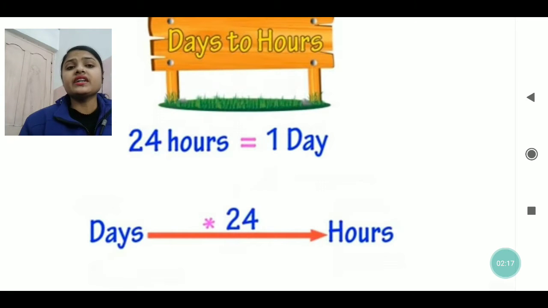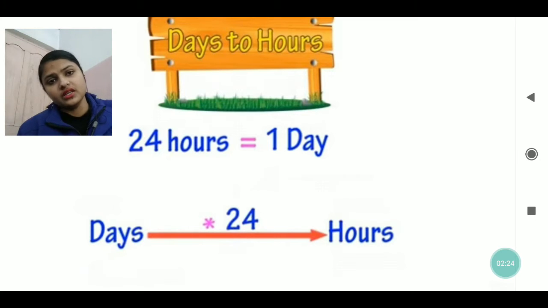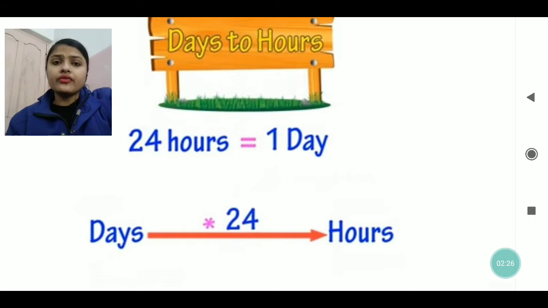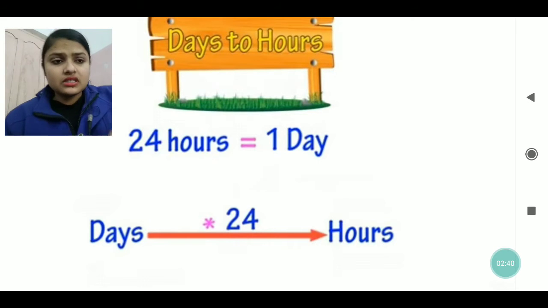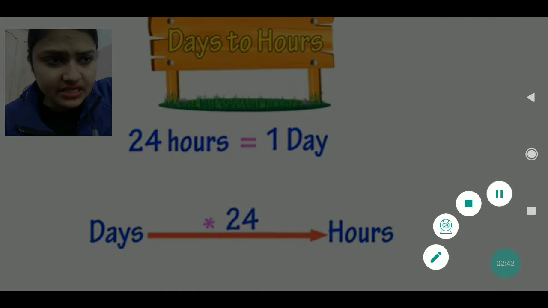When we are converting days to hours, first we have to know that one day is equal to 24 hours, meaning in one day there are 24 hours. So when you are converting days into hours, you have to multiply by 24 so that you can get the answer in hours. How we will do this, you will see with the example.